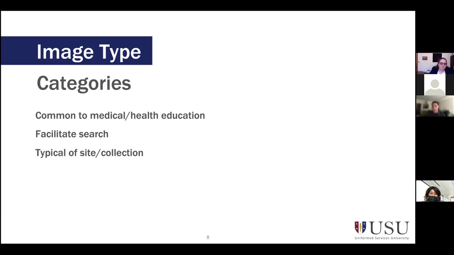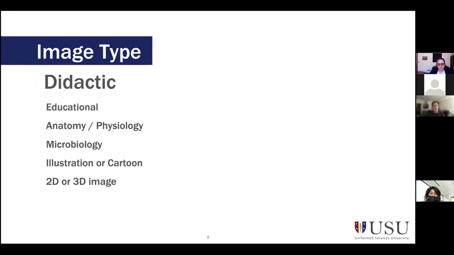It'll speed it up, and it'll also help you identify and name certain types of collections that different sites are good for. And you can see this, this applies more when you see the handout because it's broken down into those categories as well. The first image type is didactic.